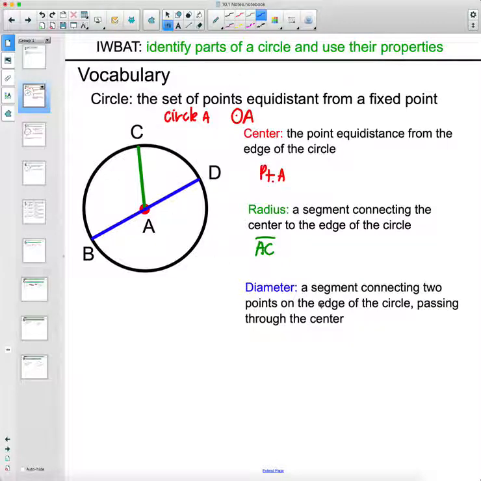Then we have a diameter. Now a diameter needs to connect 2 points on the edge, and it needs to pass through the center. You'll see this diameter in blue goes from edge to edge, so point B and point D are on the edges of the circle, and this segment goes through the center point. When we name this, again, we need to name using the endpoints, so B and D, and then with a segment above it. So BD is a diameter, it goes through A.